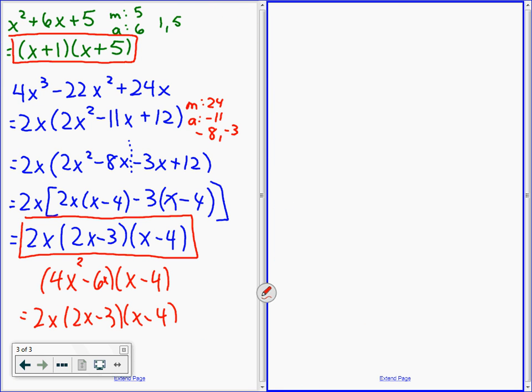Okay, our last one here is 6x cubed minus 21x squared minus 45x.